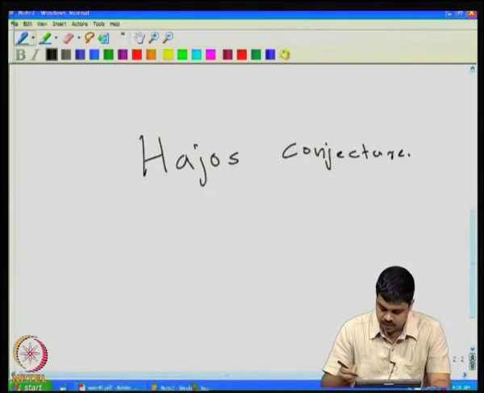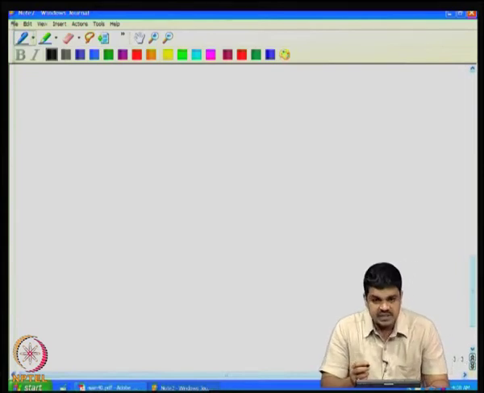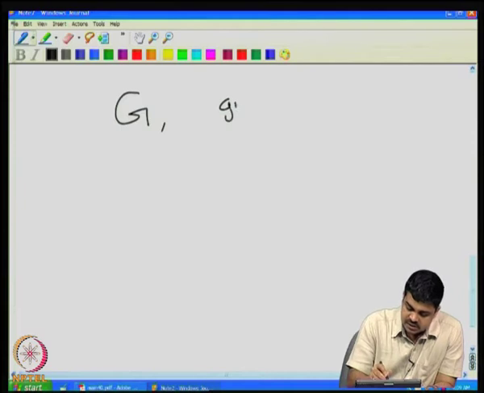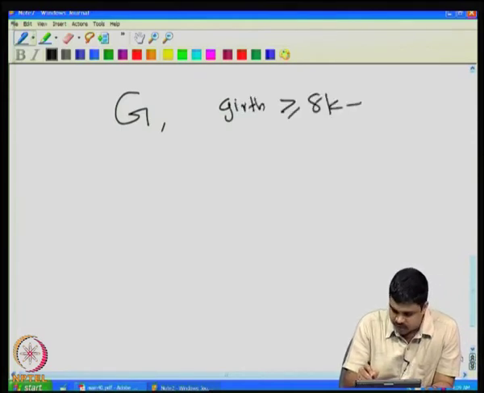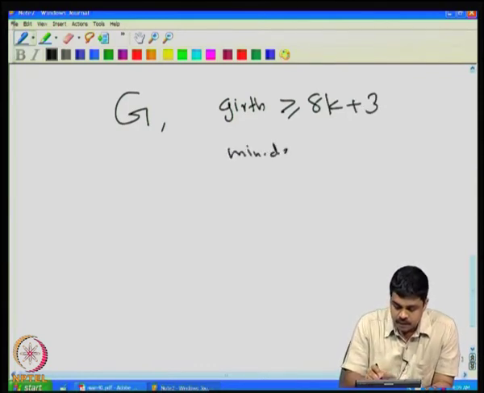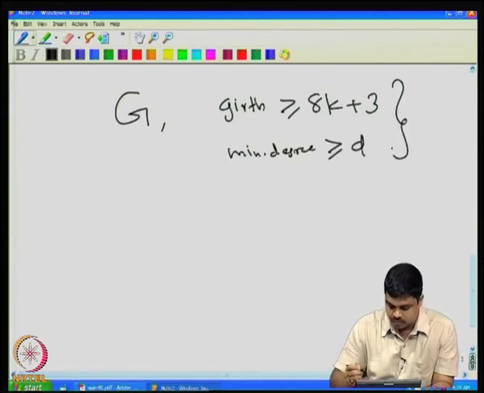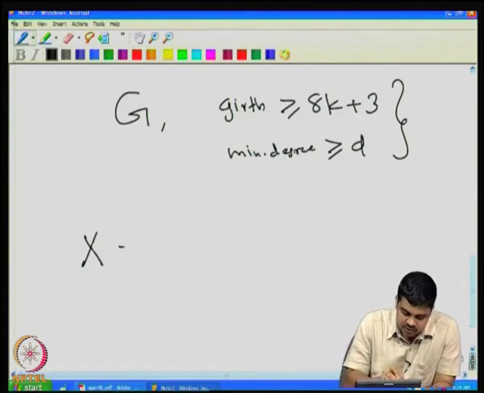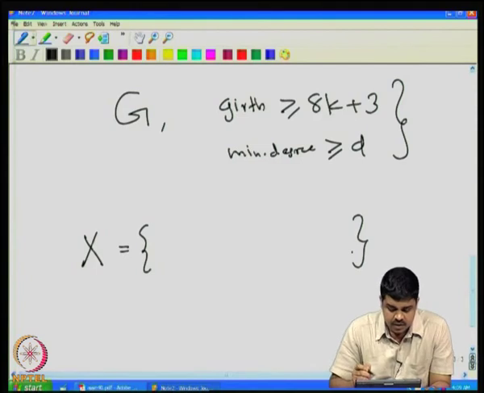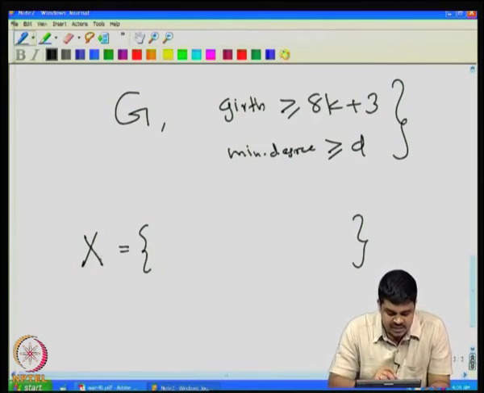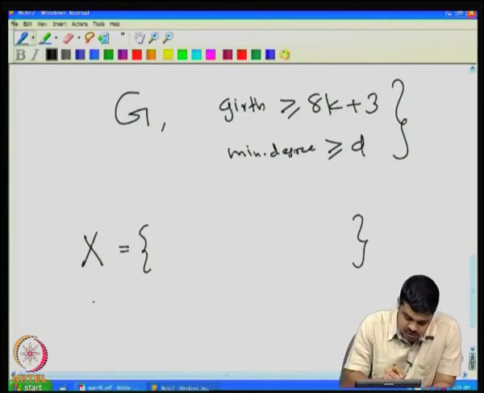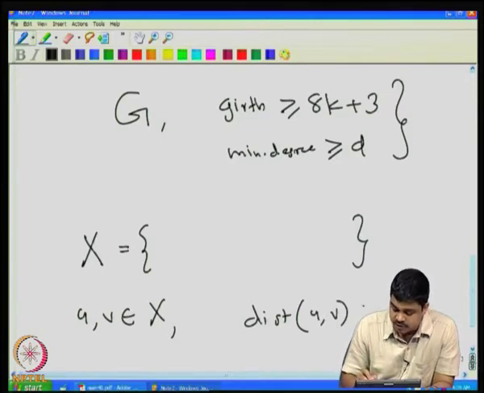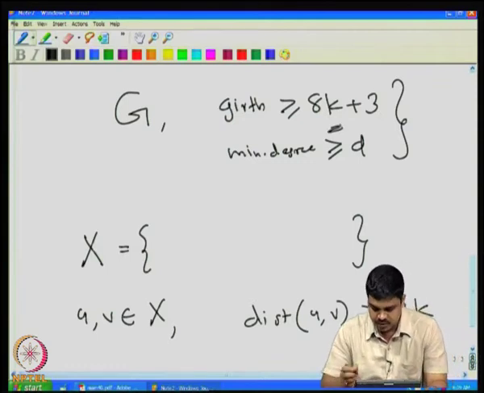To prove this, let us consider a graph G with the given properties. That means its girth is greater than or equal to 8k plus 3, this is what we have to remember. Its minimum degree is greater than or equal to d, this is what we have to remember. And now we will collect vertices from G, let us say X. So these are the set of vertices from G such that for any pair u, v element of X, we need the shortest distance between u and v strictly greater than 2k, this k being this k, right, strictly greater than 2k.